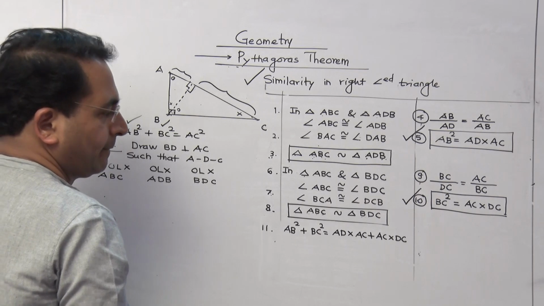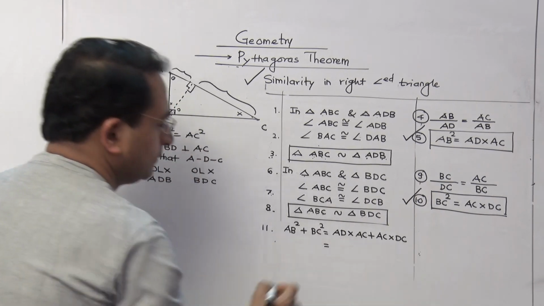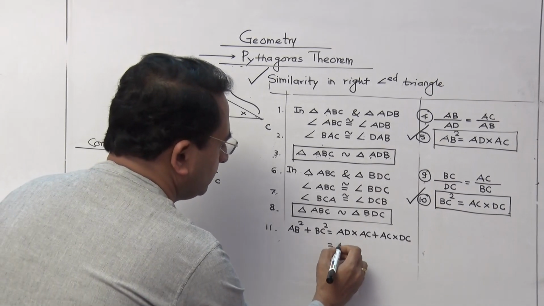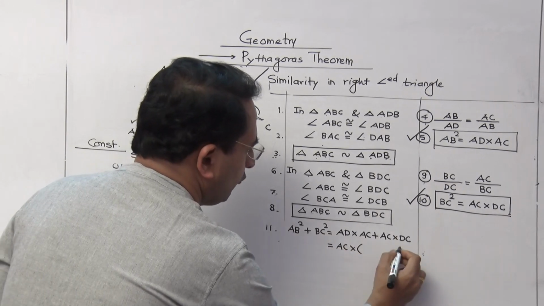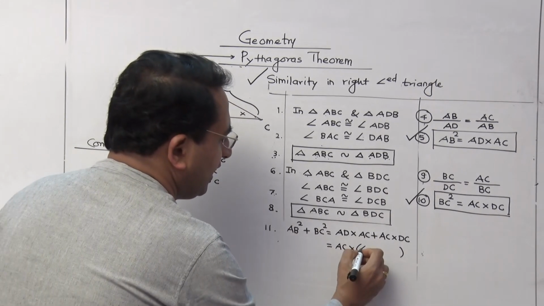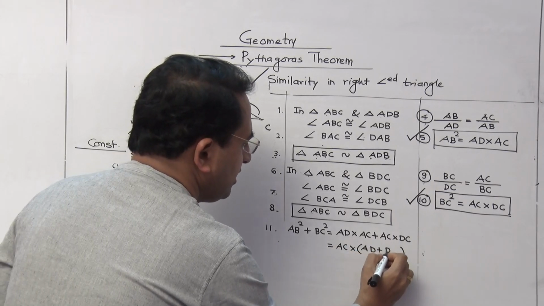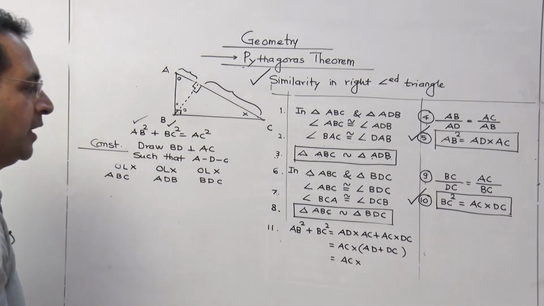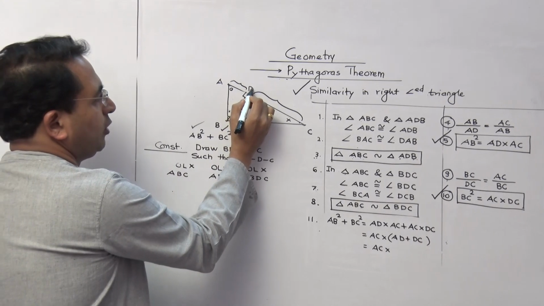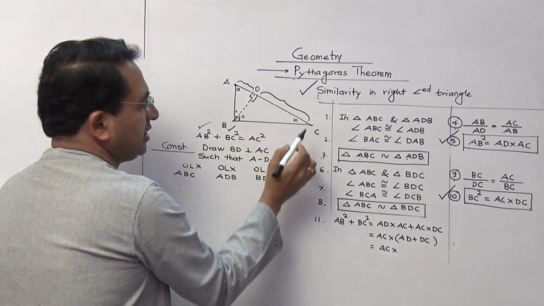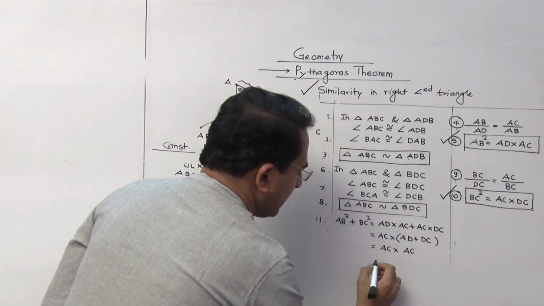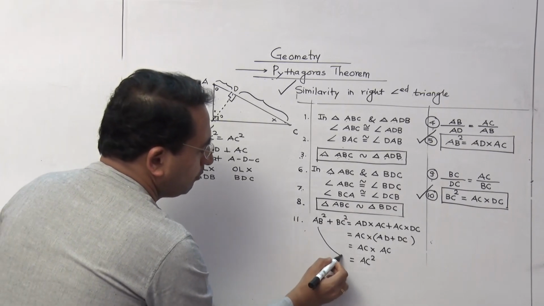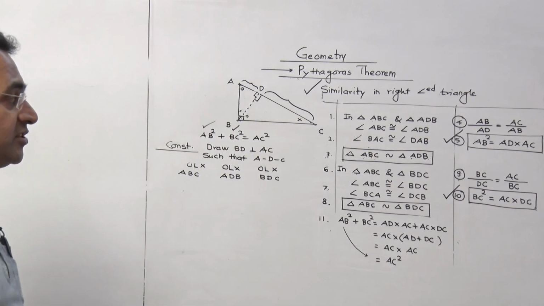Is that right? So now you tell me the further part of this. What can you take common in this part? We can take AC common, multiplied by, what should you have in the bracket? It is AD plus DC. Now this point is D already. So AD plus DC is giving you AC. And that's why you are going to get AC square. This is the way we have to complete the proof without any mistake.